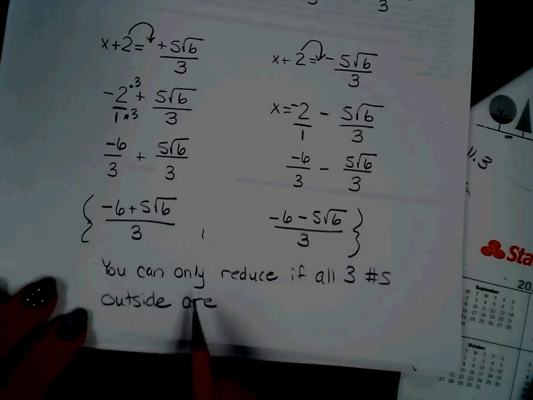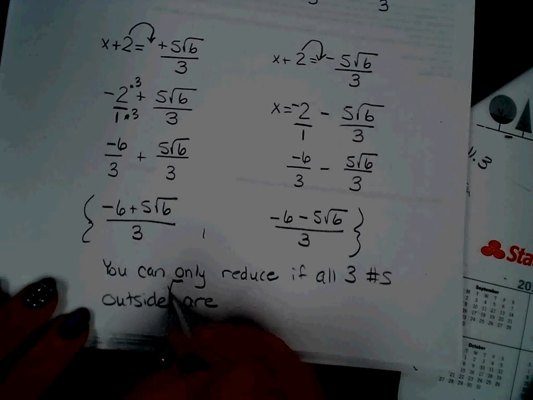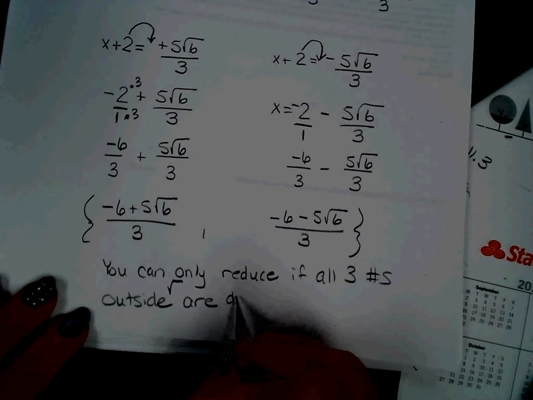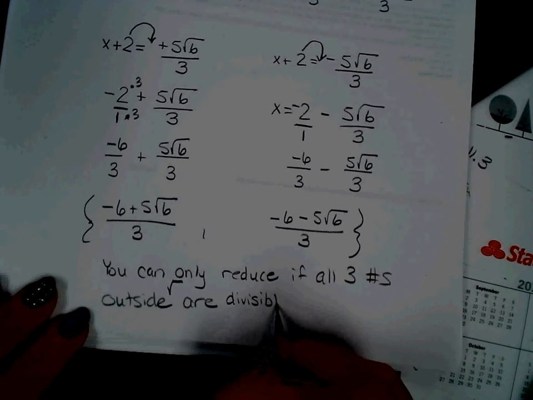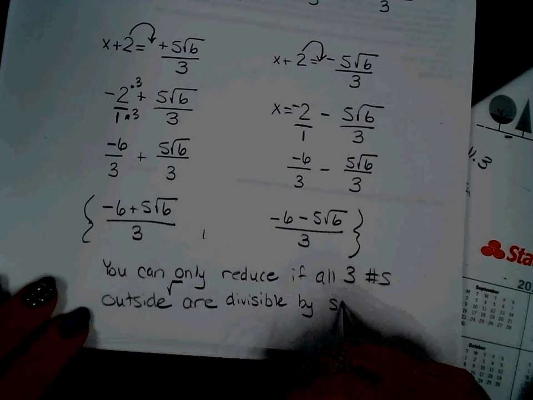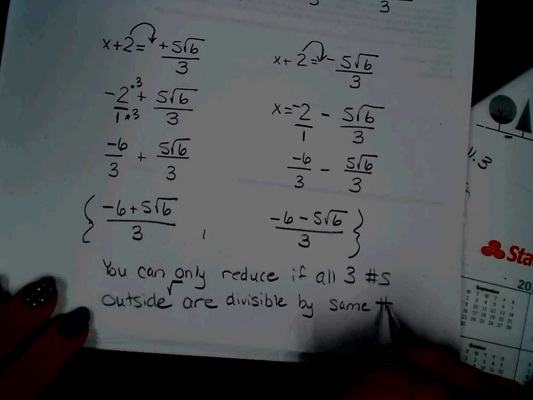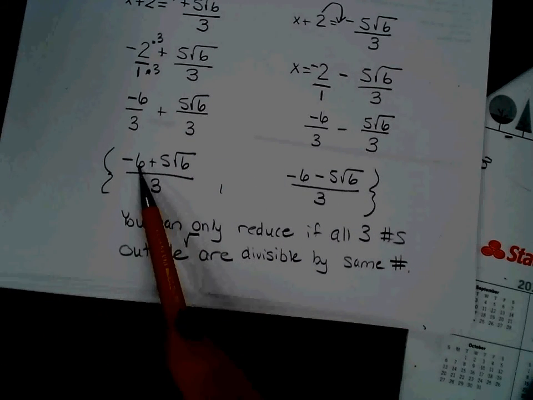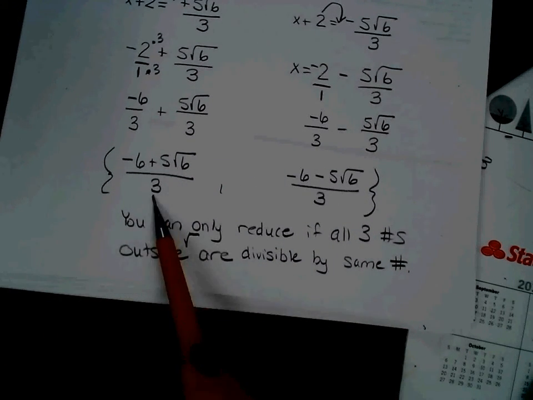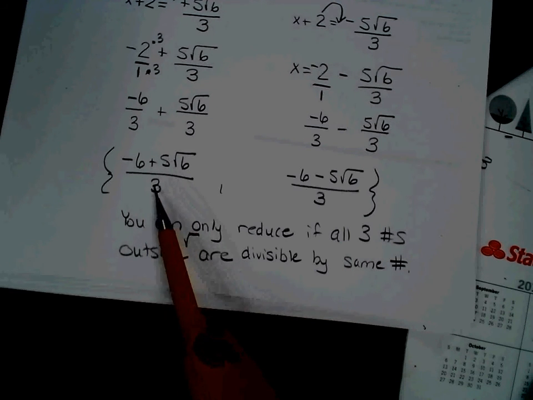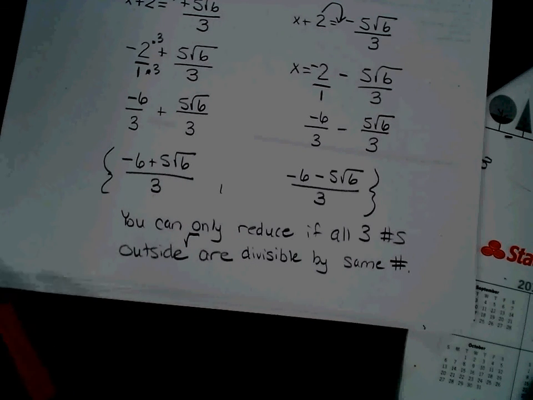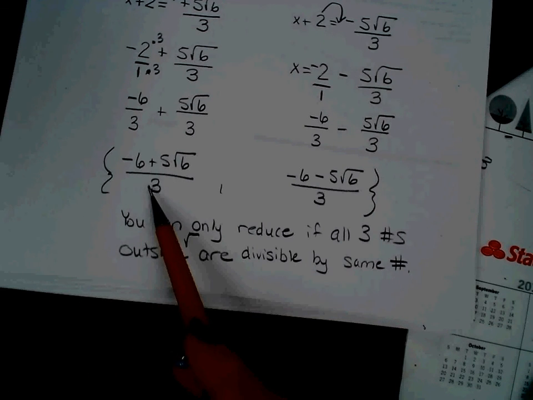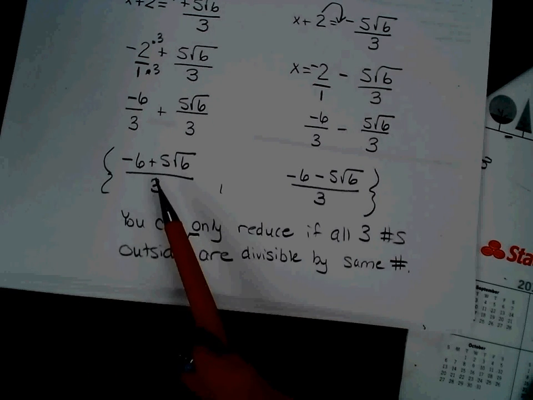Lunch. Okay. You can only reduce if all three numbers outside the square root are divisible by the same number. So look at my numbers outside. I have a 6, a 5, and a 3. 6, 5, and 3. I can only reduce if all three of them are divisible by the same number. 6, 5, and 3 are only divisible by 1.